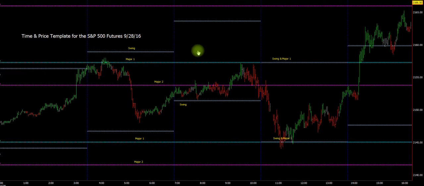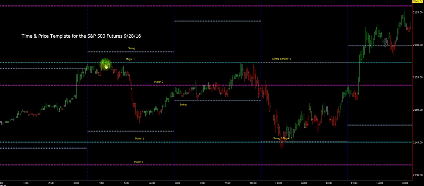All right, guys, let's quickly go over the time and price template for the 28th, which was yesterday. And if you have not watched the video tutorial on the time and price template, make sure you do that, because it'll help you understand what it is that I'm talking about when I give these. So anyway, this is midnight over here, right?